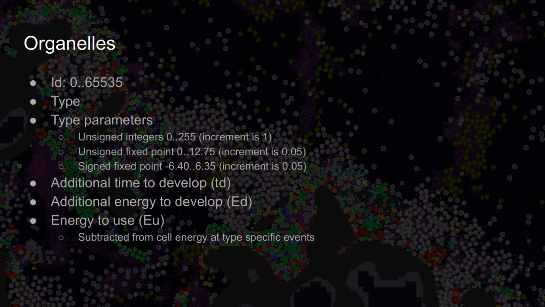Each organelle has its own time to develop, energy to develop, and energy to use value, which adds to the organelle DNA piece execution time and energy and sets the energy used when it is in a behavior slot as discussed before. Each organelle type subtracts its cost to use at different events. For each organelle type, we will discuss what it does in a behavior slot, what are its settable parameters, what it takes as input, when it is using energy, and what output it produces.